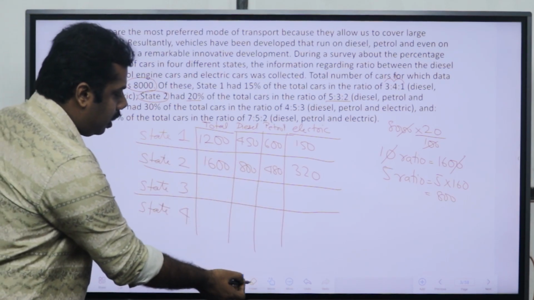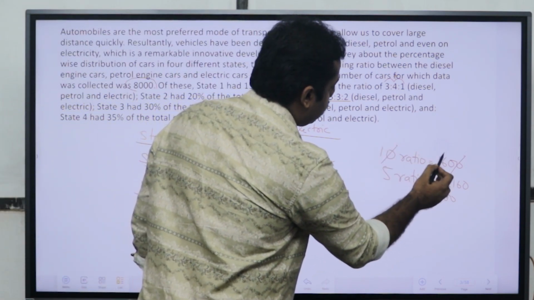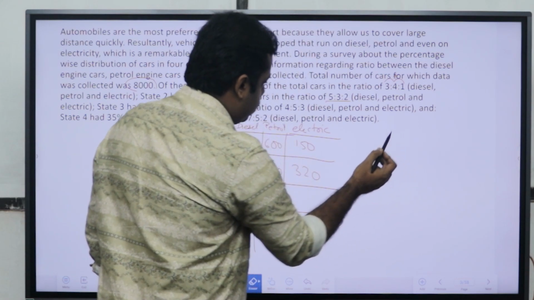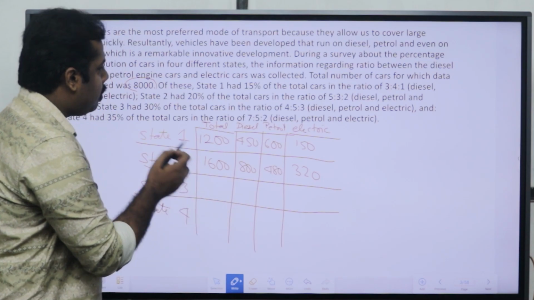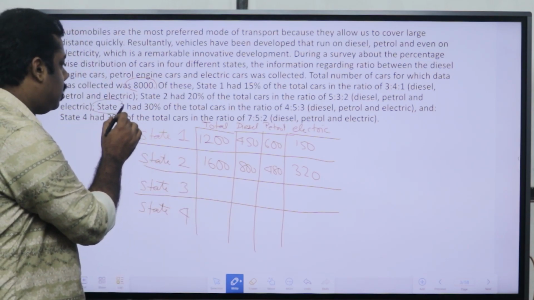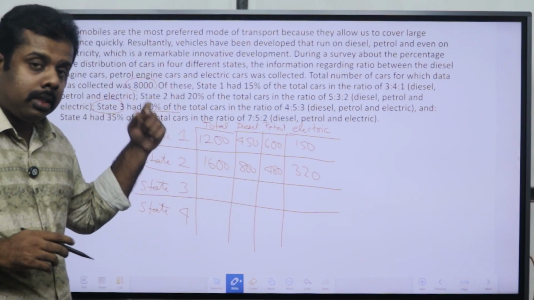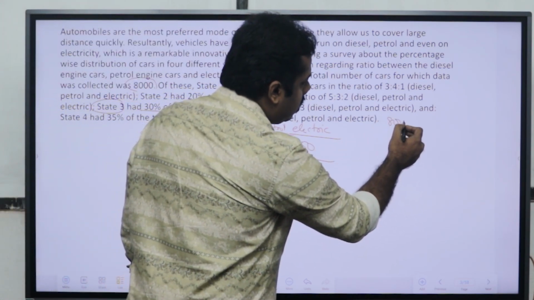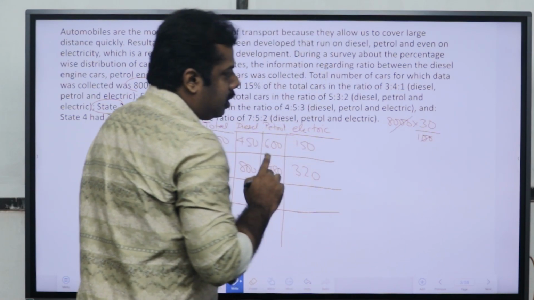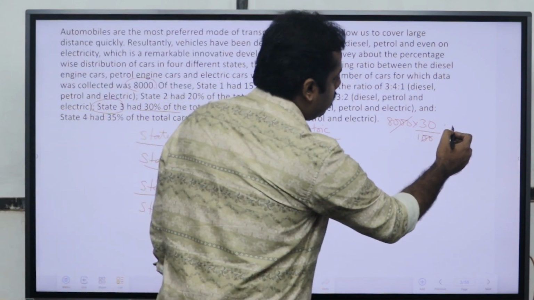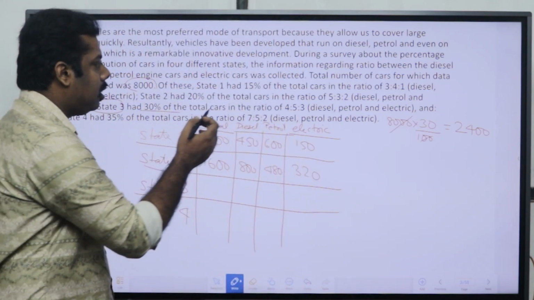Now moving on to state 3. Okay, now state 3, as we can see, has 30% of total number of cars. So we know total cars is 8,000. So 30% of 8,000 is going to give us 2,400. Okay, 2,400. Now the ratio in state 3 is what?